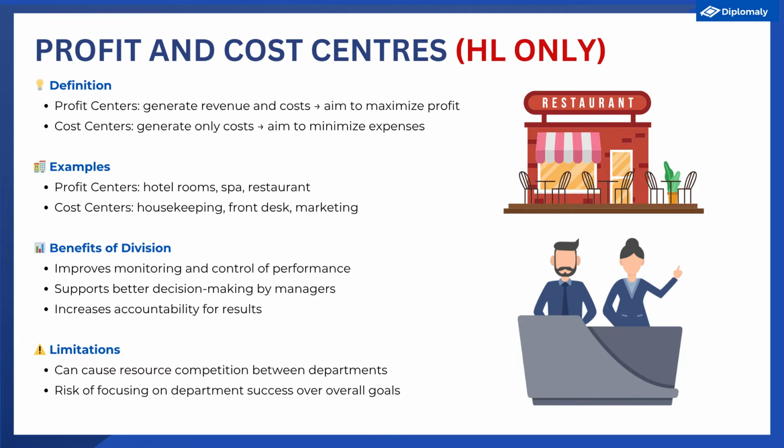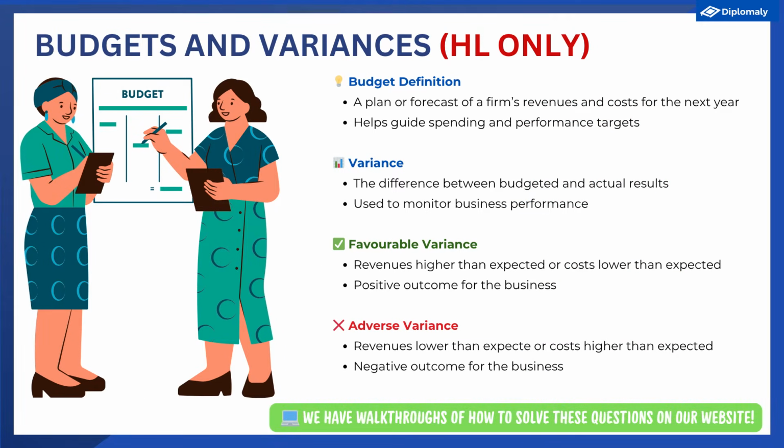However, splitting things up into profit and cost centers can lead to competition for resources among departments and a focus on individual departments rather than the overall success of the business. With these departments in mind, the firm puts together a budget. A budget is simply a plan or forecast for the firm's costs and revenues in the next year. To construct a budget, a firm forecasts what its expected revenues and expected costs will be. Of course, in reality, this is a projection, and so there will always be a difference between what the firm budgets and what the actual result is.